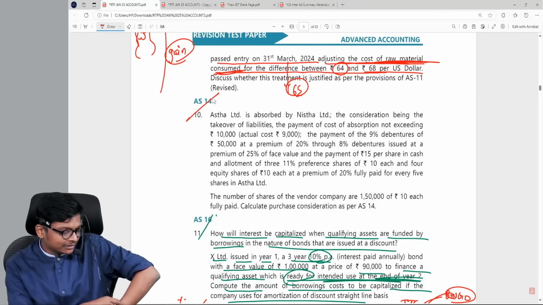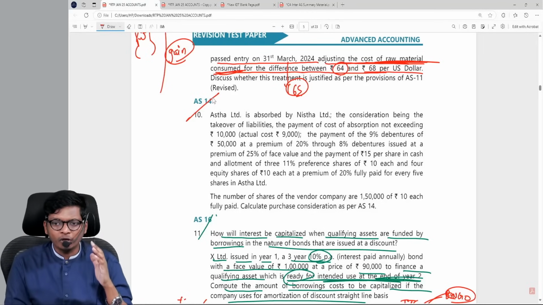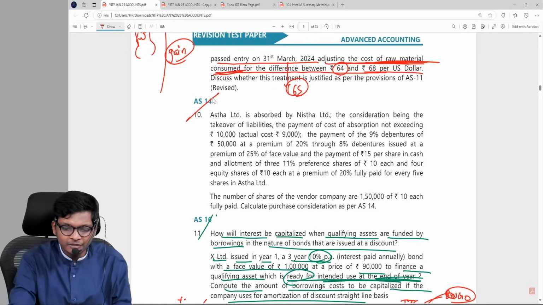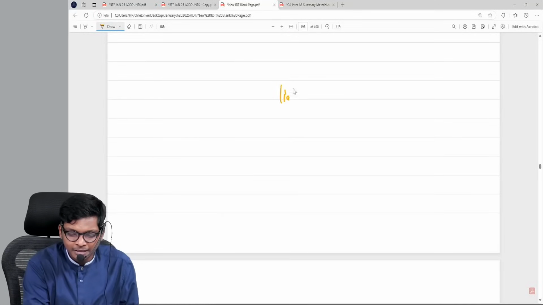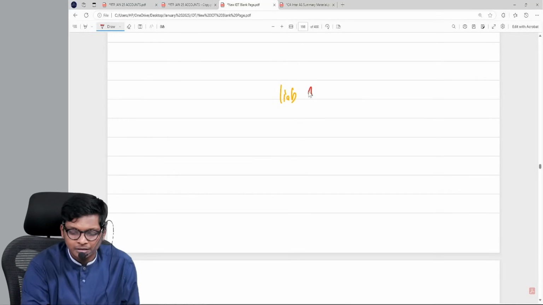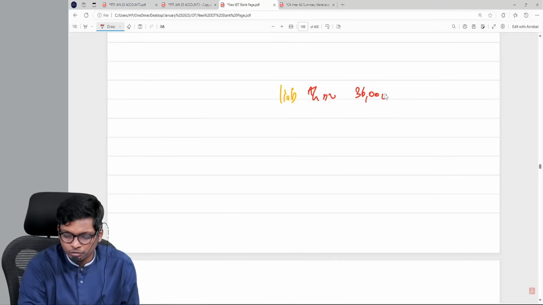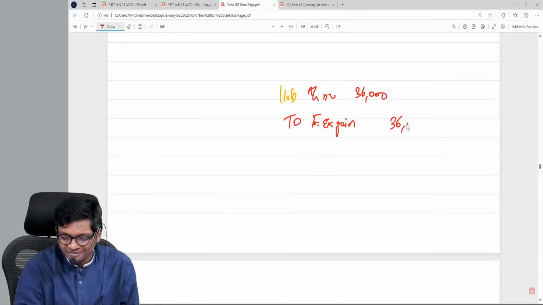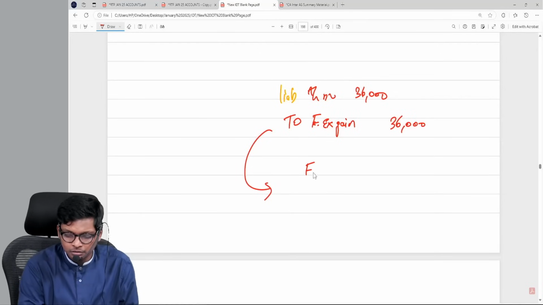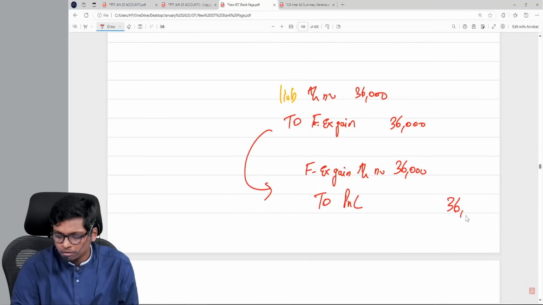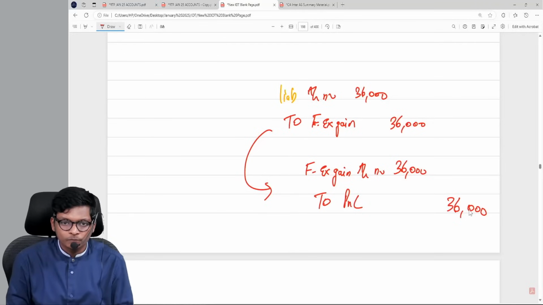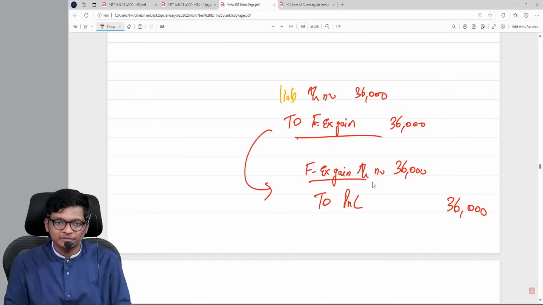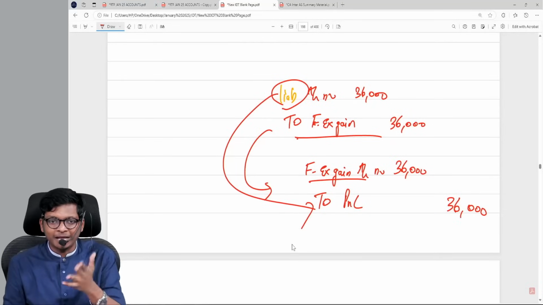His doubt is, the balance 36,000, will I show it in foreign exchange gain or P&L? The entry will be like this. The entry will be liability, which I am reversing, correct? Liability account debit 36,000 to foreign exchange gain 36,000, and later I will write foreign exchange gain account debit 36,000 to P&L 36,000. Yes, you have to show both the entries. I did directly liability to P&L because we're in marathon class of RTP.